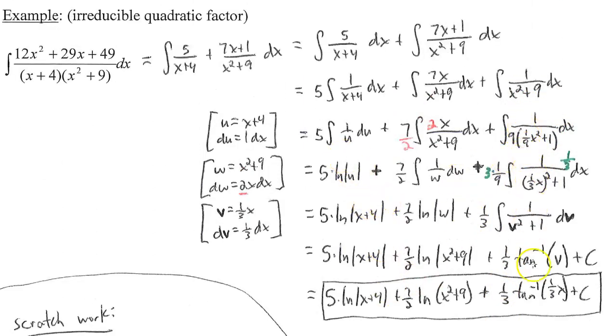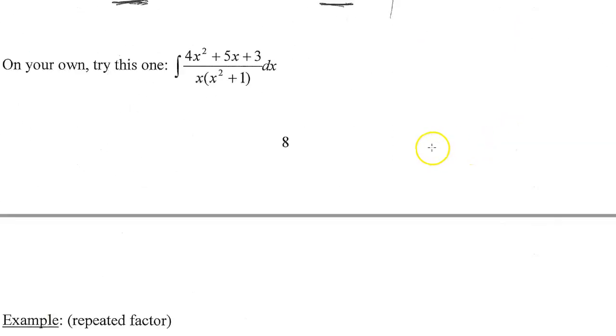Now, we had to use a tangent inverse here. So remember, sometimes when we do these irreducible quadratics, you have to break this apart into 7x over x squared plus 9 plus 1 over x squared plus 9. One of them, you end up doing a u substitution. You end up getting a natural log. The other one, you end up having a tangent inverse. So it's good that we knew how to do the integral of 1 over x squared plus 9. It involved tangent inverse.